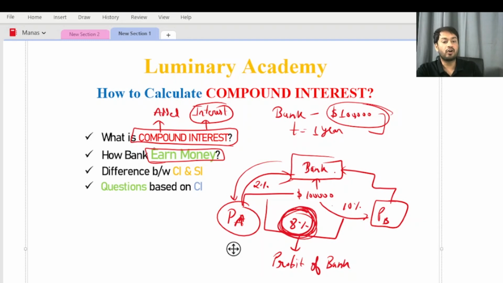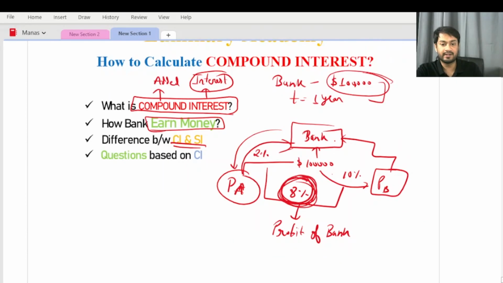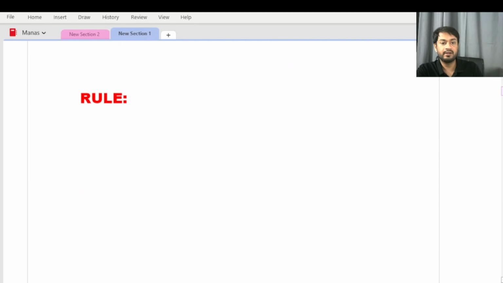Now let's talk about the third topic, the difference between compound interest and simple interest. For this I will give you another example. Before we go to the rules, the first difference is their formula. The formula for simple interest is P into R into T upon 100, where P is the principal amount, R is the rate, and T is the time. I'm writing here, P is the principal amount.